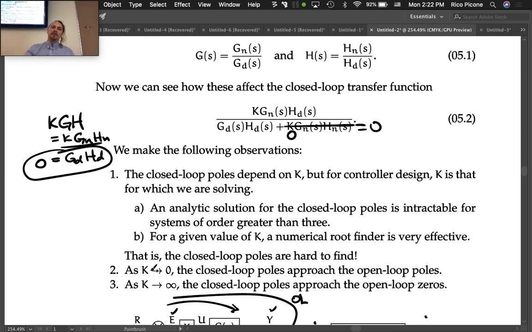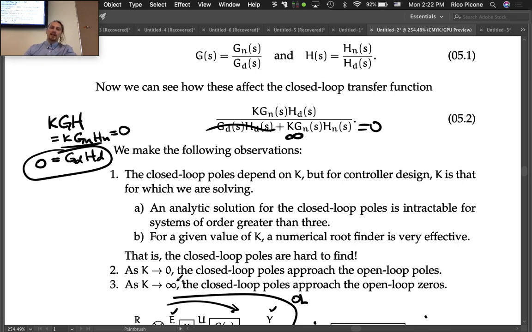As k goes to infinity, so instead of setting this to 0, it goes to infinity. If this goes to infinity, this term's going to become way bigger than this term, right? So this term will be dominated by this term, and will approach the G numerator, H numerator equal to 0, which is to say the zeros of the open loop transfer function.